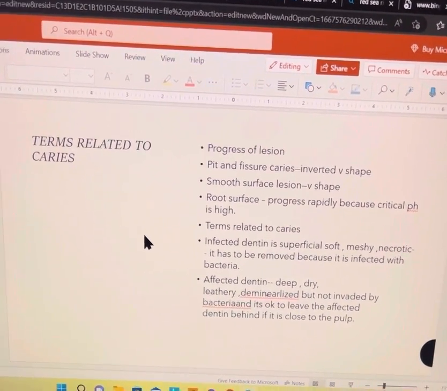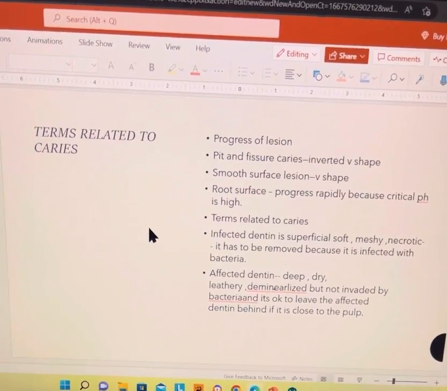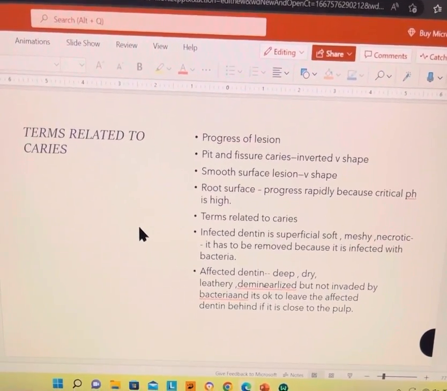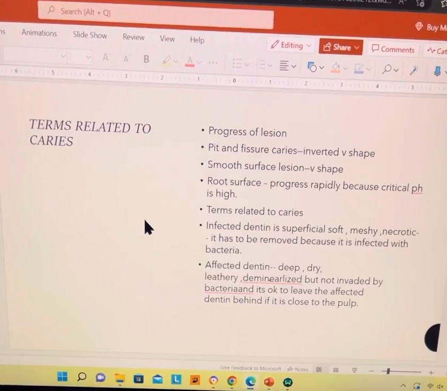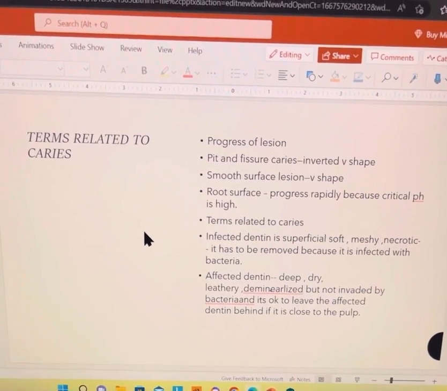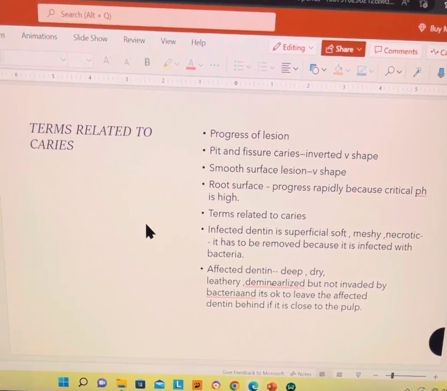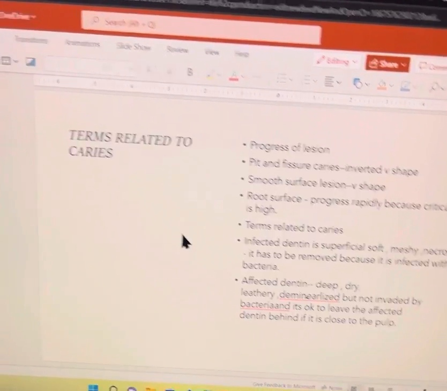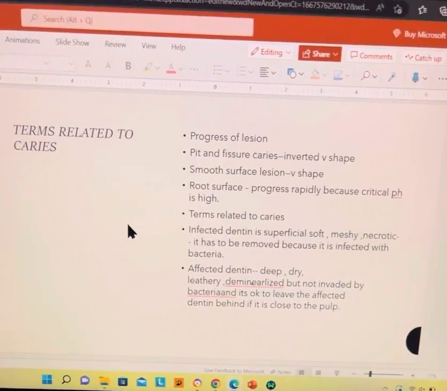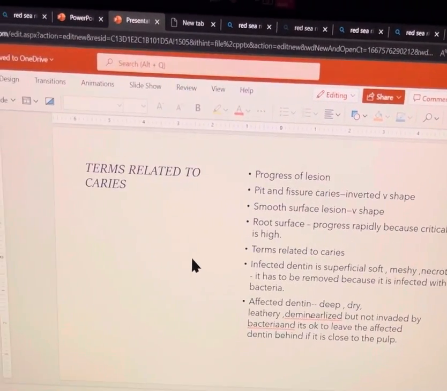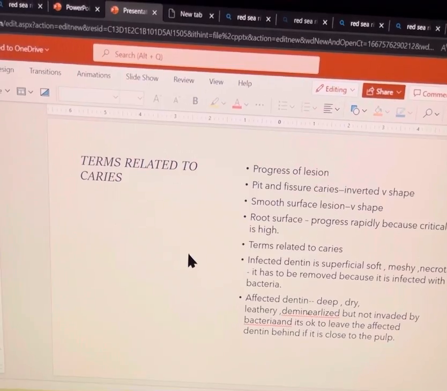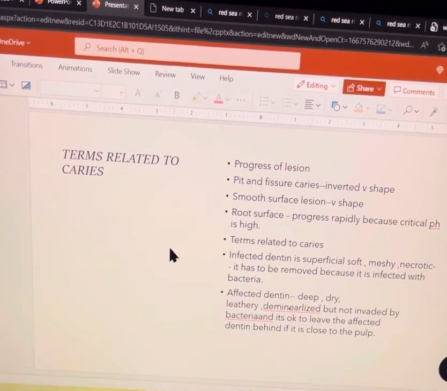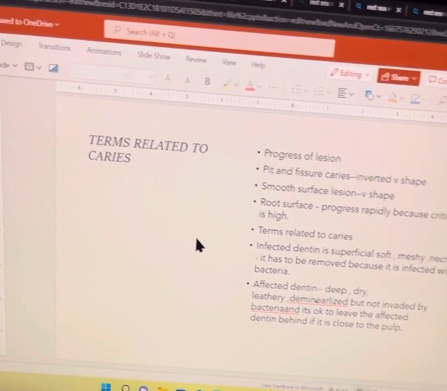So 3 D's: D3 is affected dentine: dry, demineralized, deep, and leathery. But it is not invaded by the bacteria, and we can leave it at the affected site if it is close to the pulp. Infected dentine, you have to remove it, and it is superficial, meshy, necrotic, soft, and already infected with the bacteria.